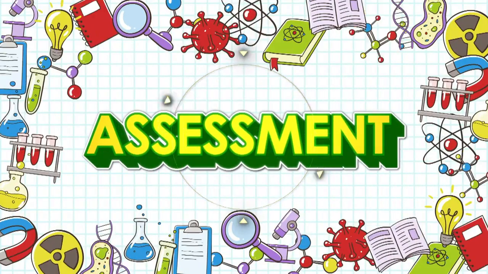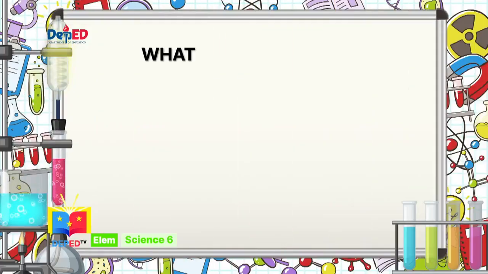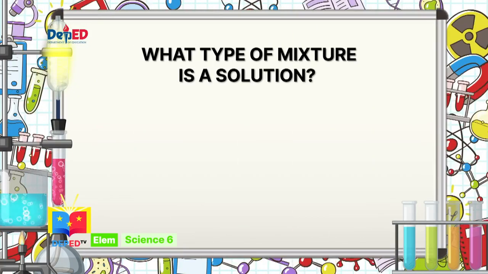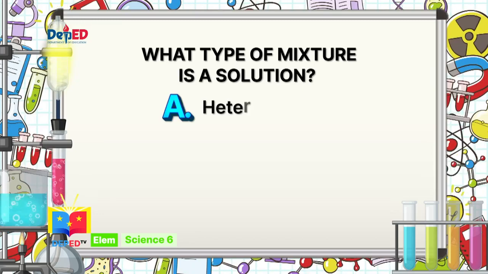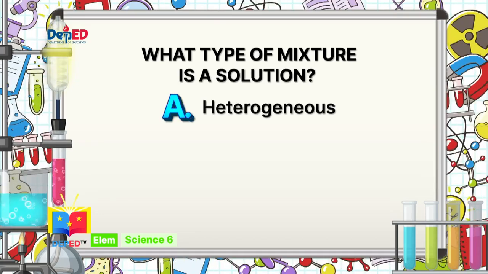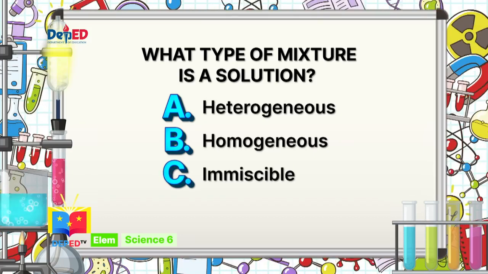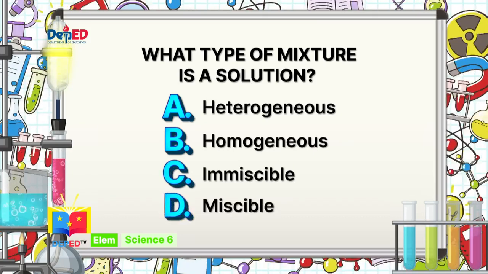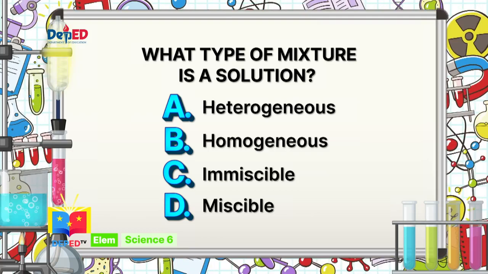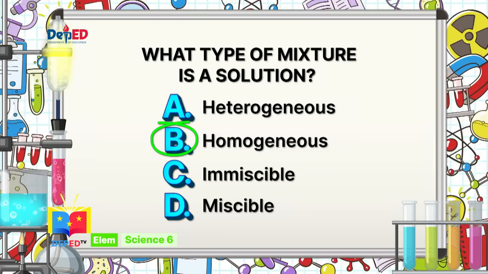Science-minded learners, are you ready for our assessment? Choose the letter of the correct answer. Do this on your paper. Number 1. What type of mixture is a solution? A. Heterogeneous. B. Homogeneous. C. Immiscible. D. Miscible. The correct answer is B.